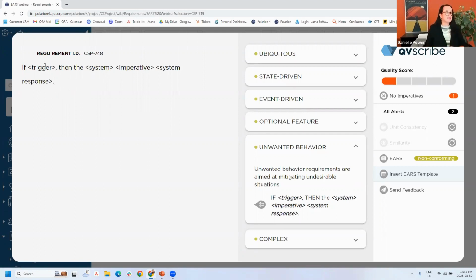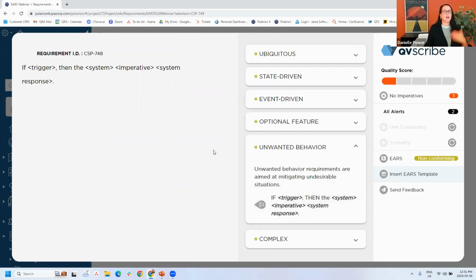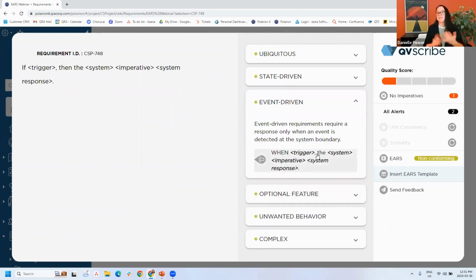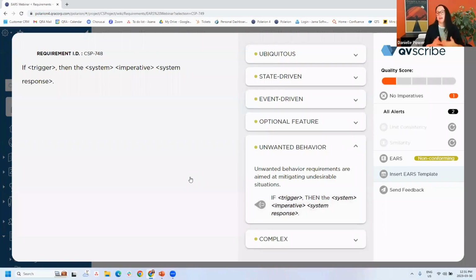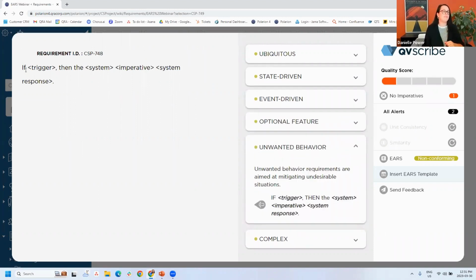So in this case, we're going to be talking about the trigger. Both event-driven and unwanted behavior requirements have triggers. Event-driven requirements talk about a desired event, whereas unwanted behavior requirements talk about undesirable events. The way they're differentiated is that in event-driven we say when, and in unwanted behavior we say if, trigger, and then.